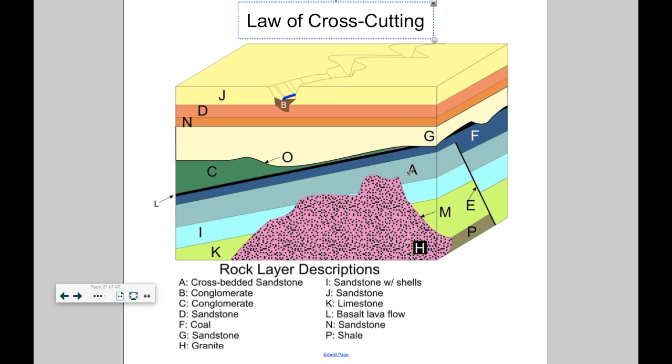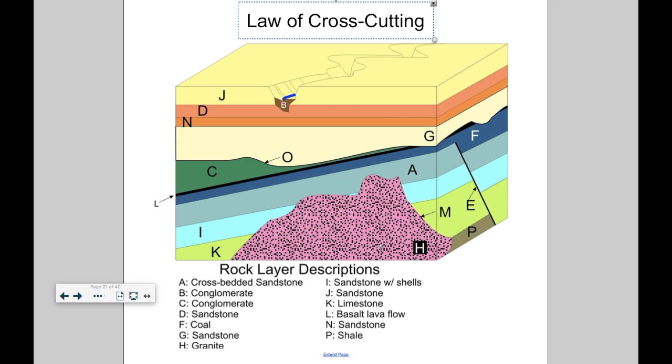So see all these layers, A, I, K, and P? These are all layers that were laid down according to what we would expect for the law of superposition. P is on the bottom, so we know that it is older than layer K, which is on top of it. I is on top of K, so we know that it is younger still. A is on top of I, so we know that it is younger still.